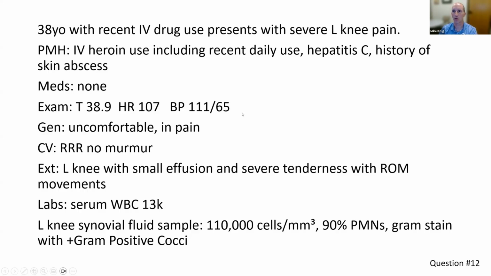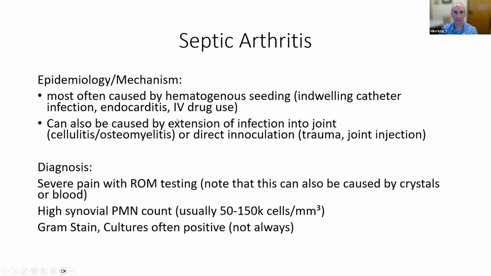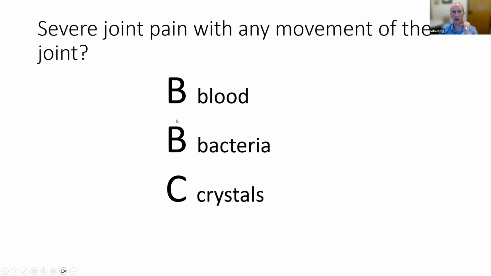This is a case of a patient with septic left knee arthritis, and I want you to treat it and drain it. Don't just treat septic arthritis with antibiotics alone. You want to treat it and then drain it also to get all that pus out of there. And you may even need a surgical washout to fix that. Great. Got to drain the joint for septic arthritis. So severe joint pain with any movement of the joint, it's either blood, bacteria, or crystals. I call it a BBC joint. Hemarthrosis, septic arthritis, or crystal arthropathy.